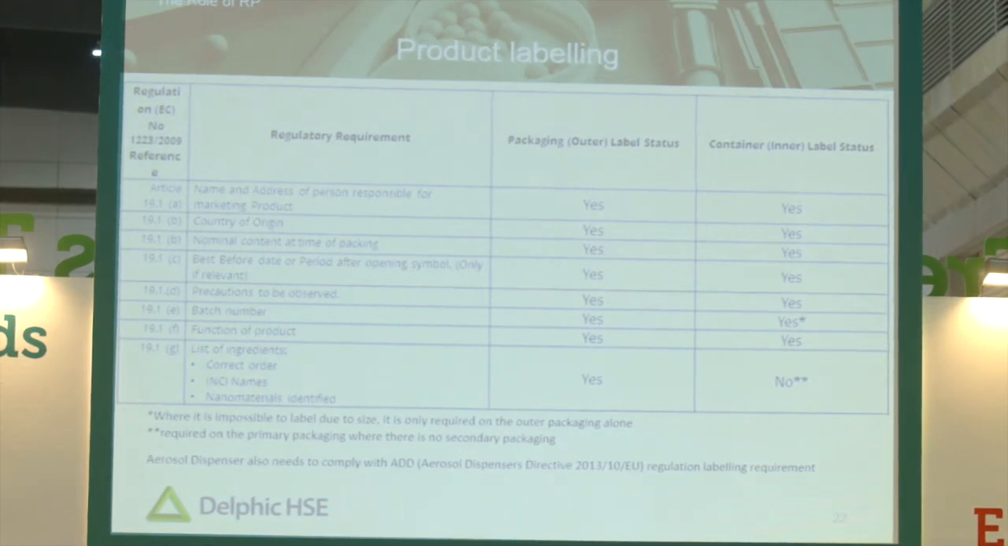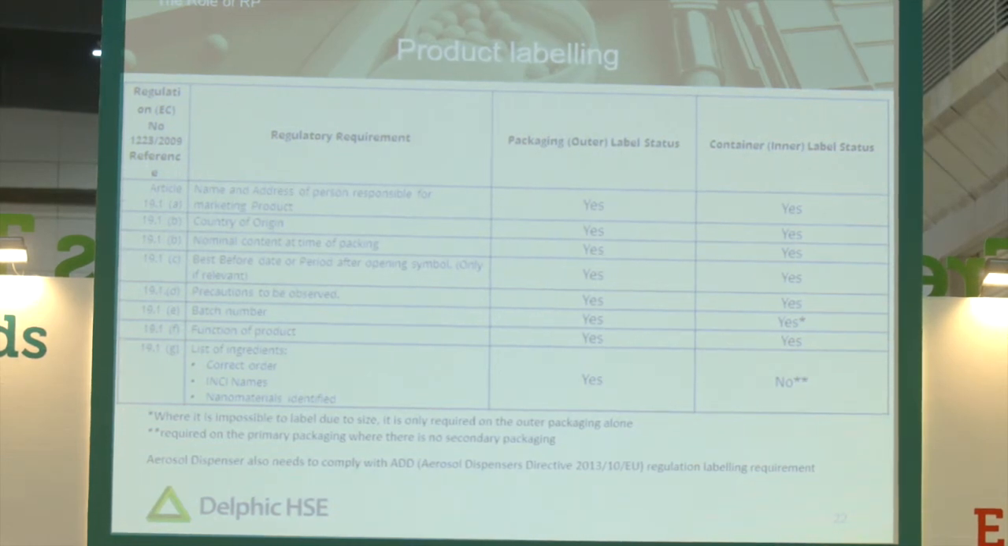The regulatory required items are the name and address of the responsible person, the country of origin, for example, made in Thailand, made in China, the nominal content, the best before date or period after opening (PAO) symbol, the precautions, warnings, the batch number, the function of your product, and the list of the ingredients. They must be in the correct order, the correct INCI name, and the nano-materials should be identified.